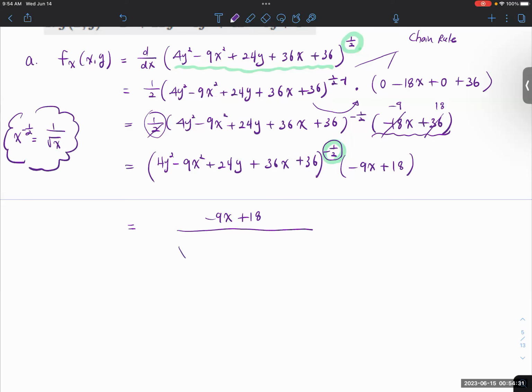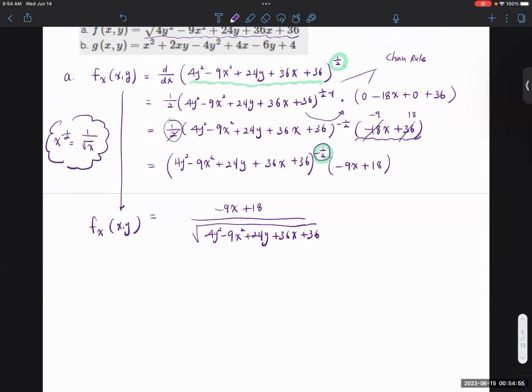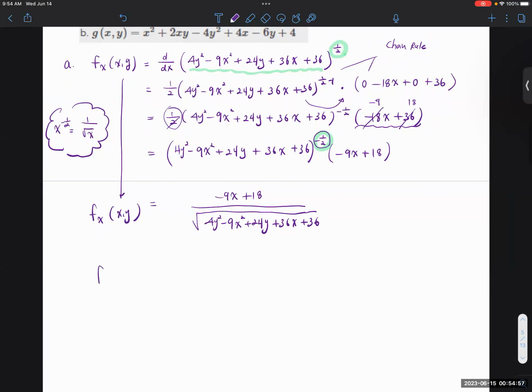So therefore, that means the radical of 4y² + 9x² + 24y − 36x + 36. So let's leave it here. I'm not going to simplify anymore because anyway, we're going to use this. This is your partial derivative with respect to x first. Okay? One more thing, we have to find the partial derivative with respect to y.